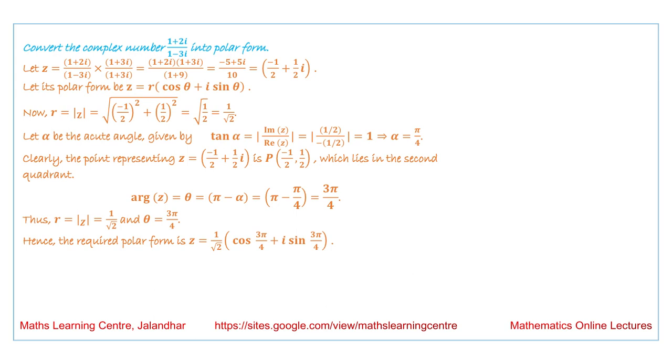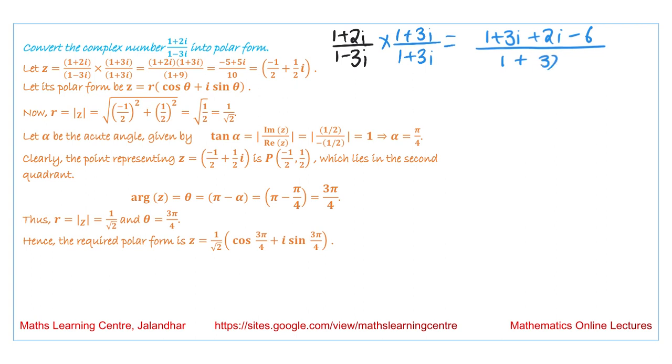Next is the number 1 plus 2 iota over 1 minus 3 iota. So we write it in the standard form. We multiply and divide it with 1 plus 3 iota. The answer we obtain is 1 plus 3 iota plus 2 iota minus 6 divided by 1 plus 3 square. When we calculate this value, the answer you will get is minus 5 plus 5 iota by 10. So this is equal to minus 1 by 2 plus 1 by 2 iota.